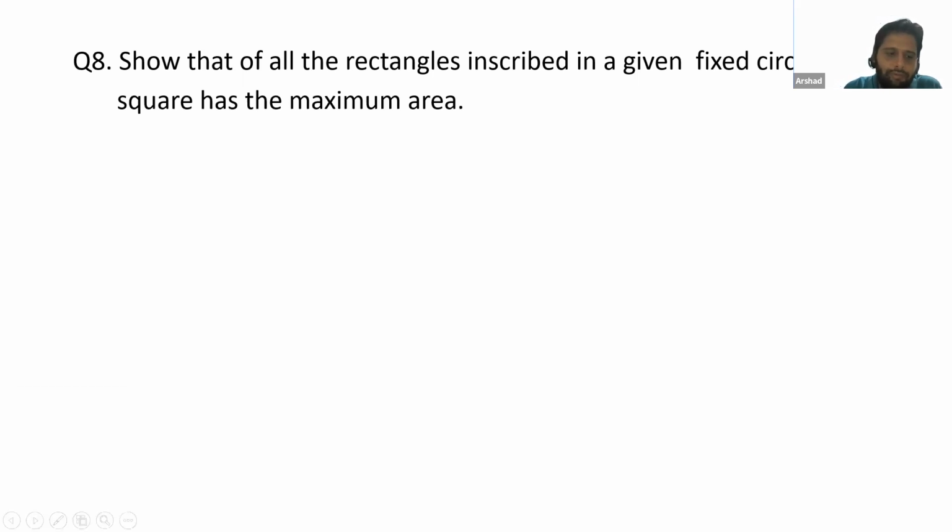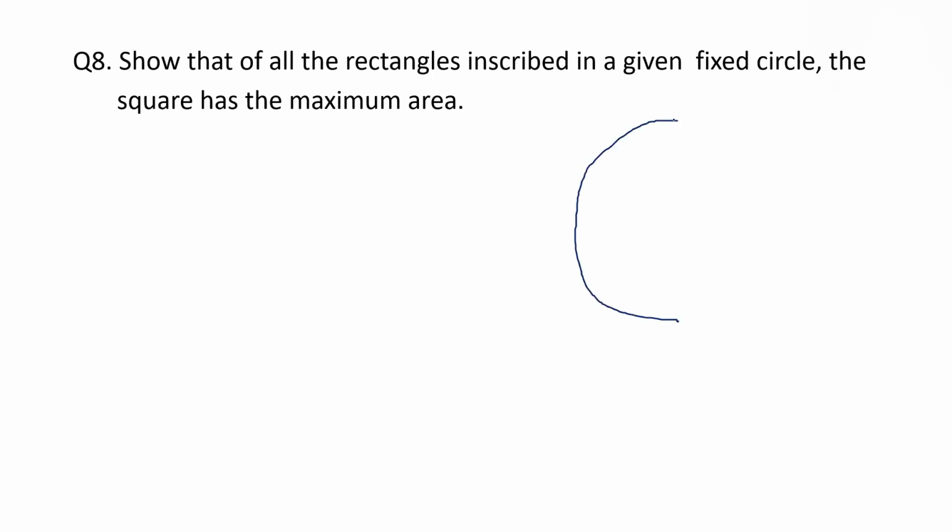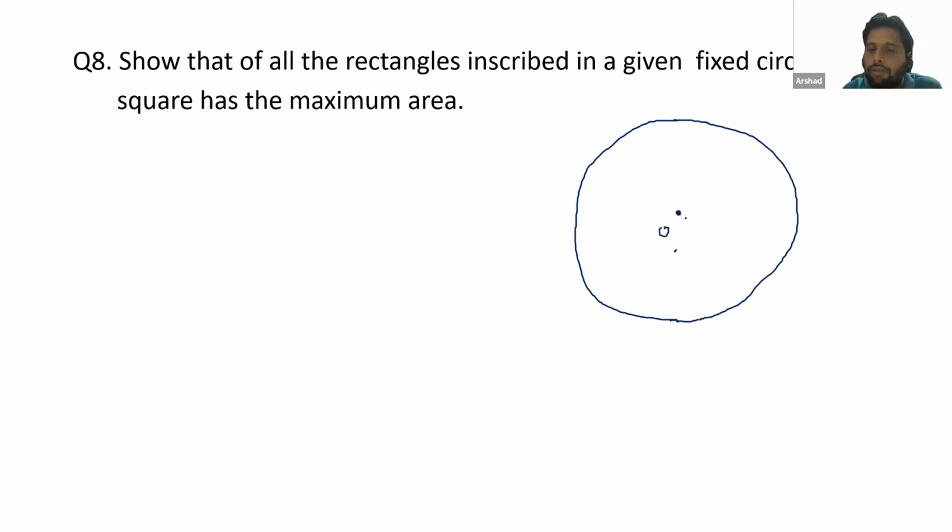Always some condition will be given with the help of which we can simplify our expression into a single variable. For example, in this question they are saying show that of all the rectangles inscribed in a given fixed circle. Fixed circle means the circle is fixed, so the radius should be constant. So we have this circle, this is the center, and they're saying that the radius is fixed. So we will take the radius as a constant k.